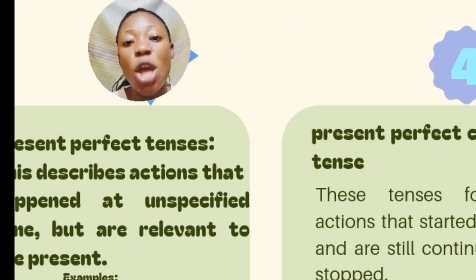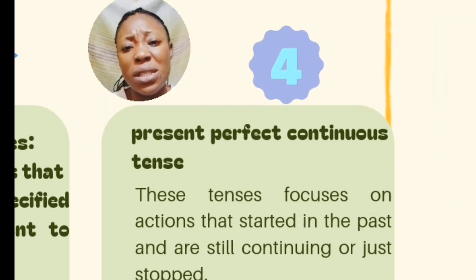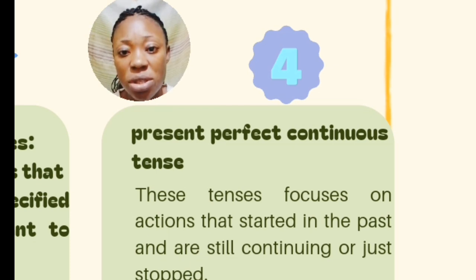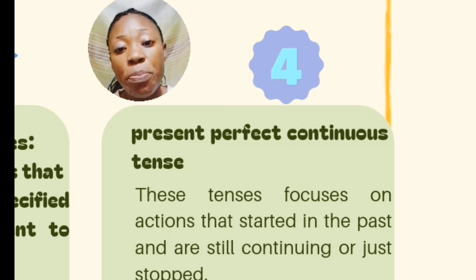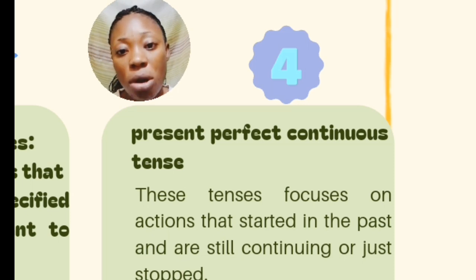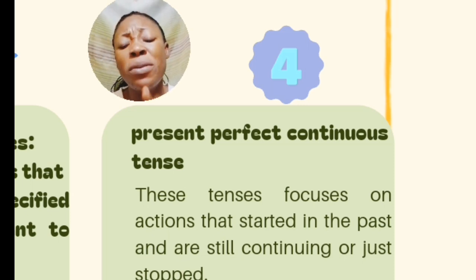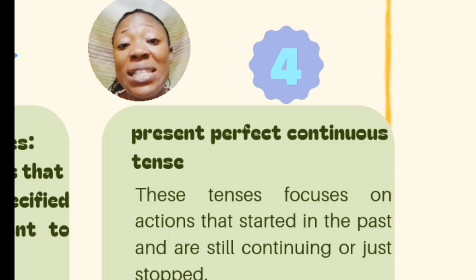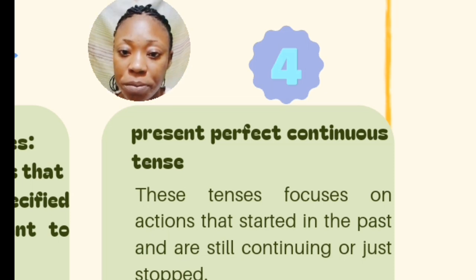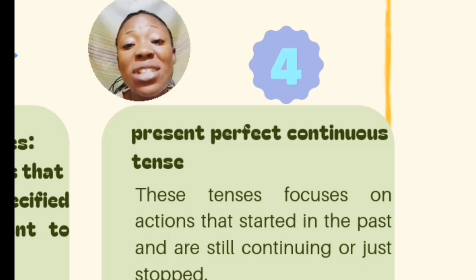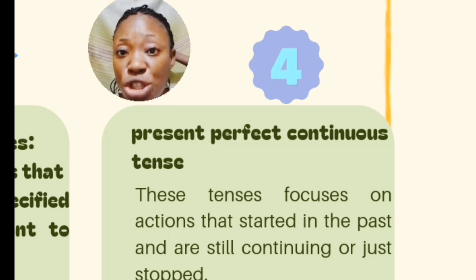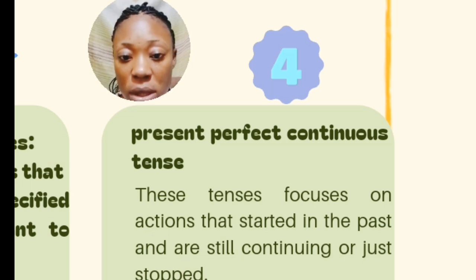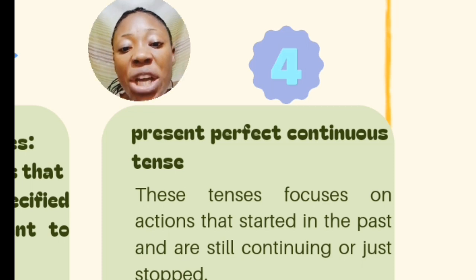All right, the fourth type of present tense is the present perfect continuous tense. What did I say? The present perfect continuous tense. And when we talk about the present perfect continuous tense, this tense focuses on actions that had started in the past and are still continuing or just stopped. Yes, the actions that happened in the past but are still continuing or they just what? Stopped.